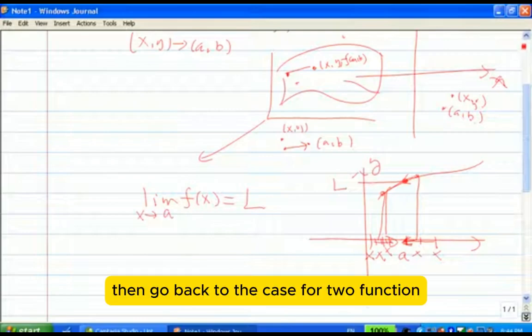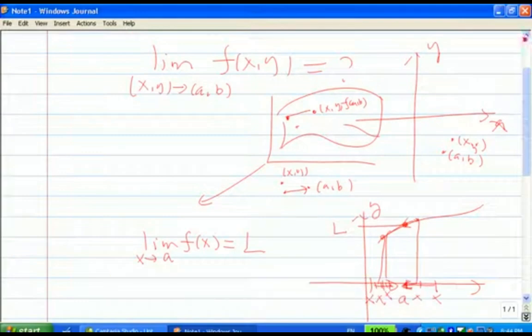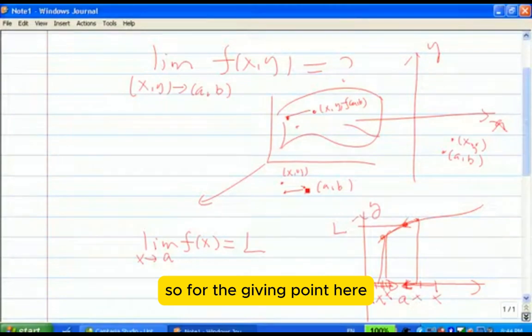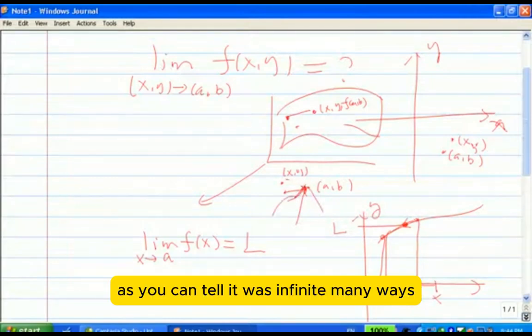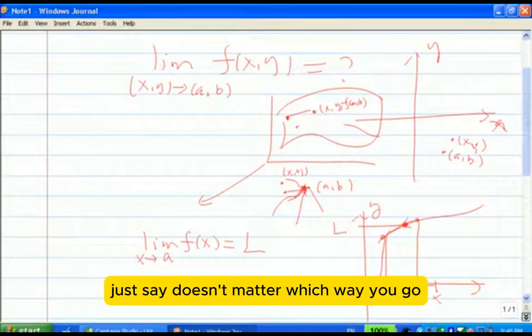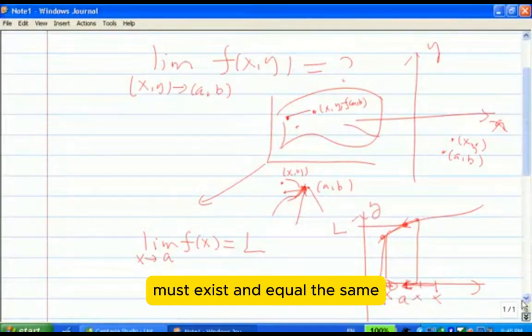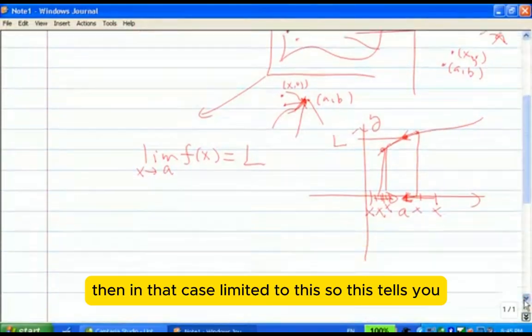Then go back to the case of functions depending on two variables. For a given point, how many ways can your (x, y) go there? As you can tell, infinitely many ways. So for this limit to exist, it doesn't matter which way you go; all the limits must exist and be equal to the same value. In that case, the limit exists.